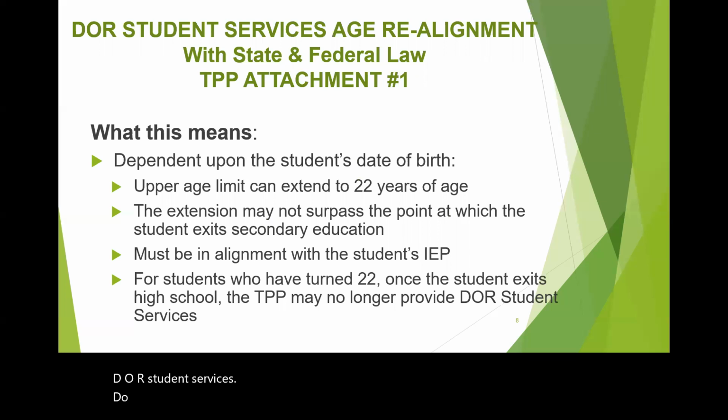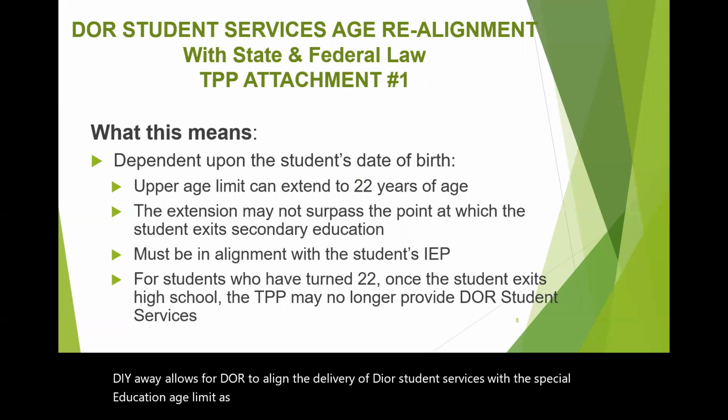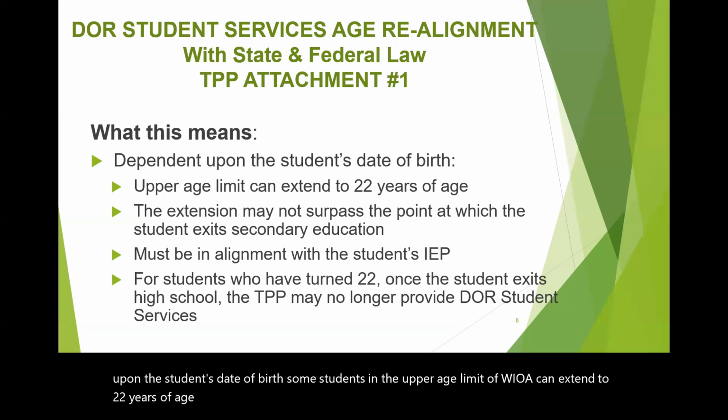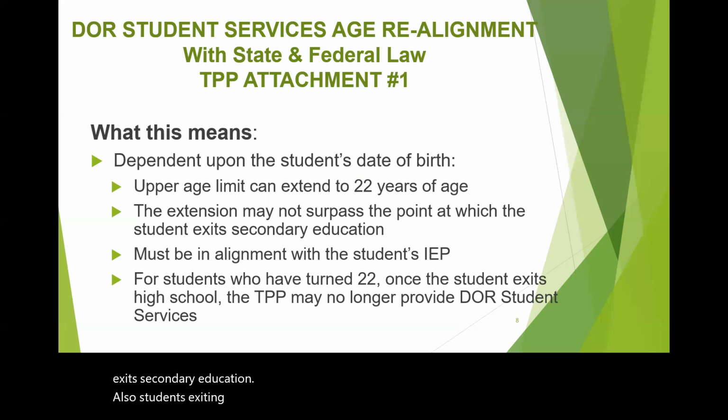WIOA allows for DOR to align the delivery of DOR student services with the special education age limit as cited within the California Education Code. This means that depending upon the student's date of birth, some students in the upper age limit of WIOA can extend to 22 years of age. This extension may not surpass the point at which the student exits secondary education. Also, students exiting high school prior to their 22nd birth date, or students in post-secondary education or training, may only be provided DOR student services through age 21.